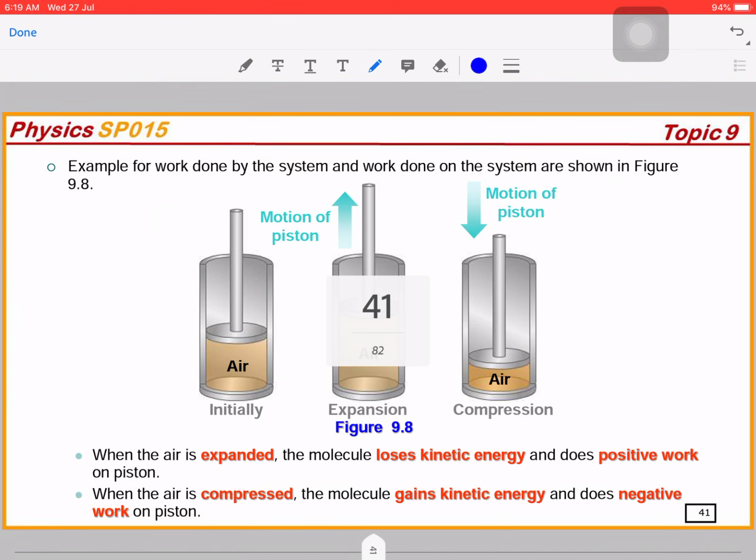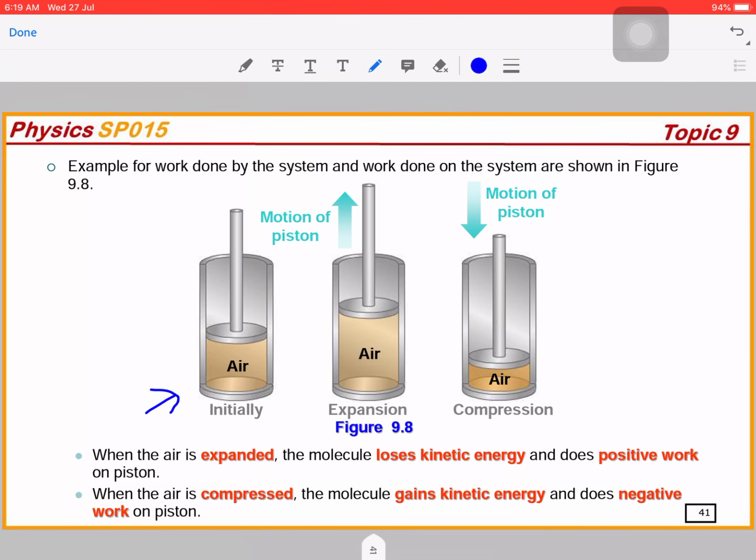Next, examples of work done by the system and work done on the system. You might get confused: what does it mean by work done on the system or by the system? Look at this piston. This is the initial situation, where we have that much air.